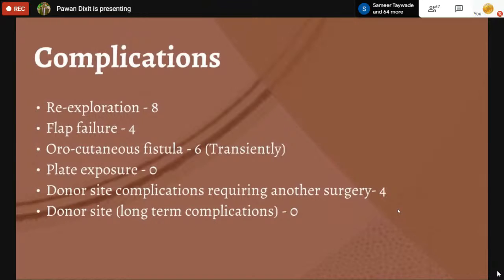We have our share of complications. Total re-exploration was done in 8 patients, in which we were able to salvage 4 flaps. Flap failure was in 4 patients. In 6 patients, orocutaneous fistula developed, which was transient in nature and healed by conservative management. There were no instances of plate exposure in any patient. Donor site complication, which required another surgery, happened in 4 patients. But long-term donor site complication was not identified in any of the patients.